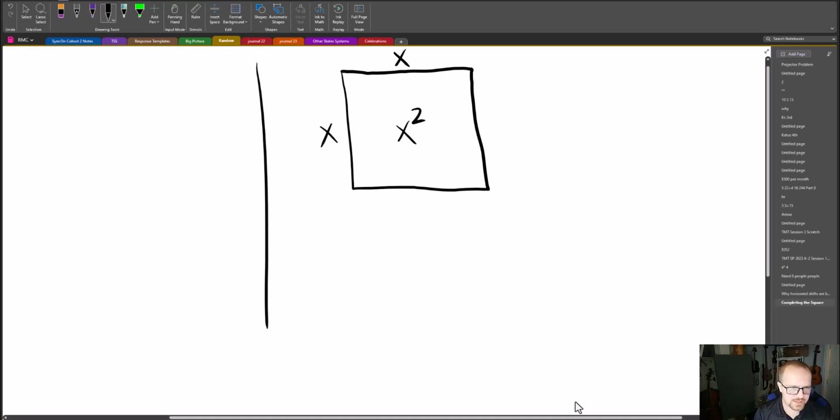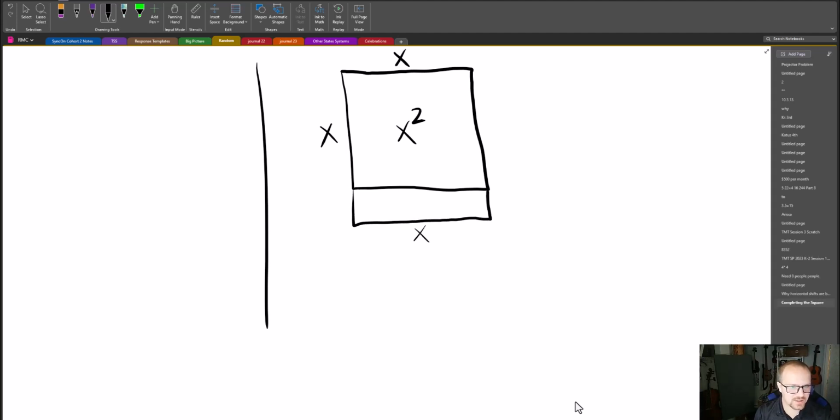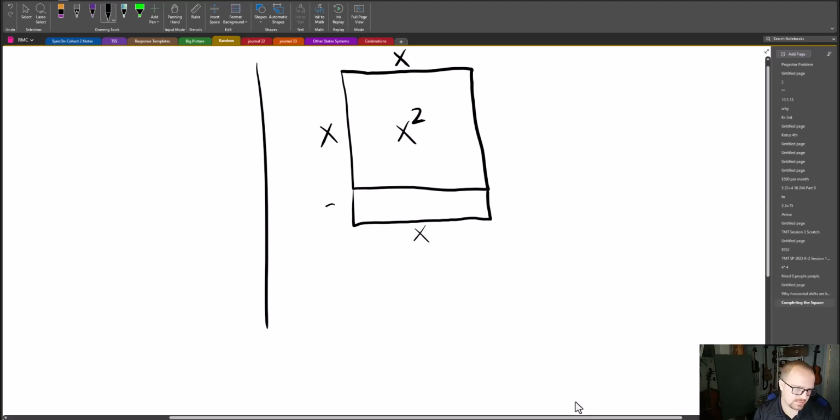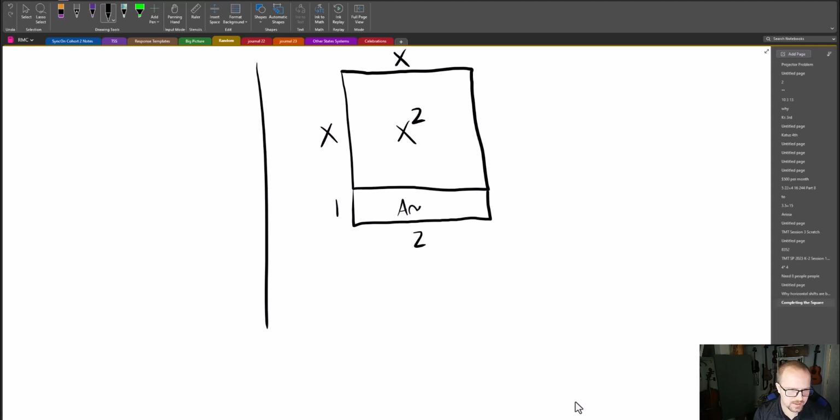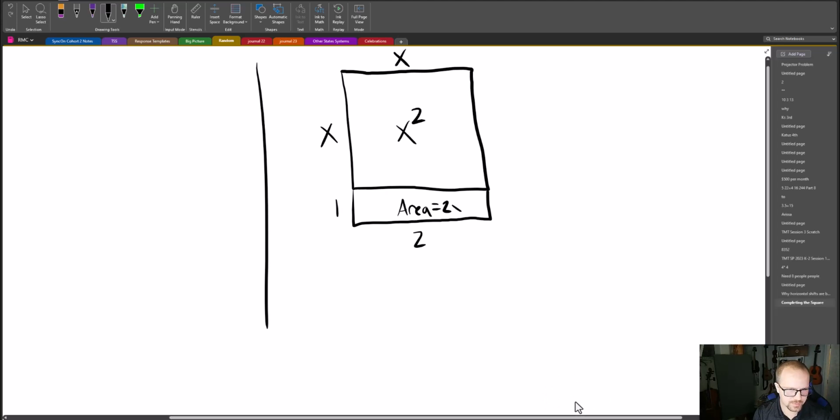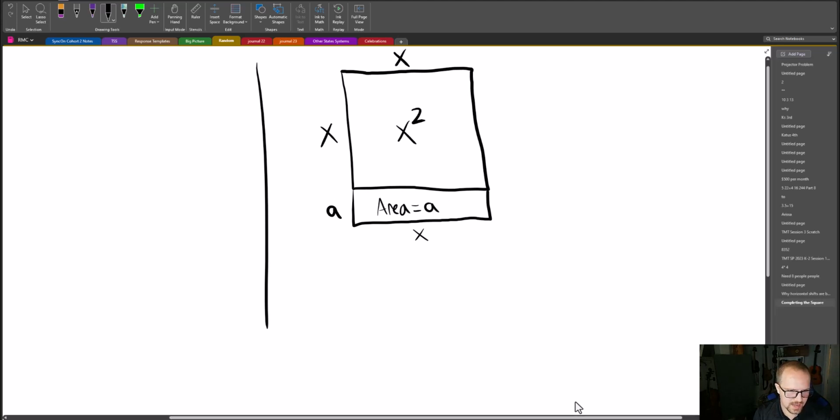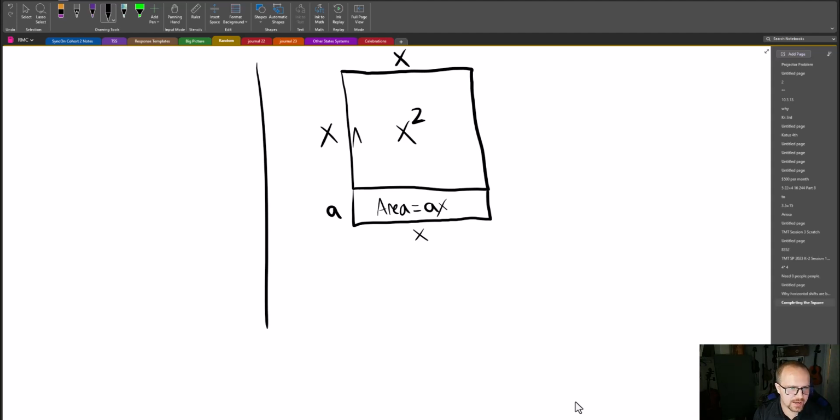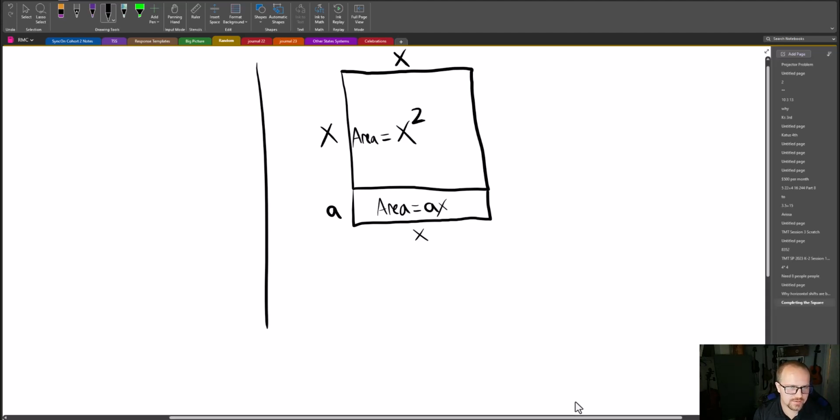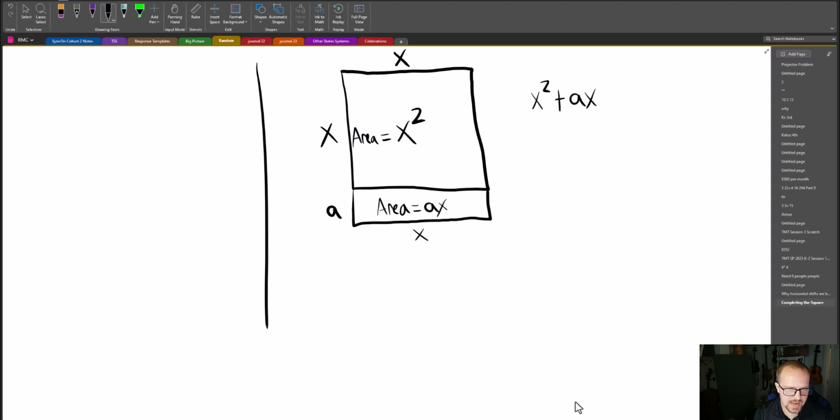Now let's also imagine that we have another rectangle down here. And I want you to imagine it's exactly x long on this side, but it's a long on this side. And just so that we're super clear, same as for the square, for the rectangle, if this thing was 2 and this is 1, the area would be 2 times 1. We're multiplying the side lengths together, right? So if this is x and this is a, our area is going to be ax. So the total area, I'll write area here so it's clear, of this square plus this rectangle is x squared plus ax. Right?